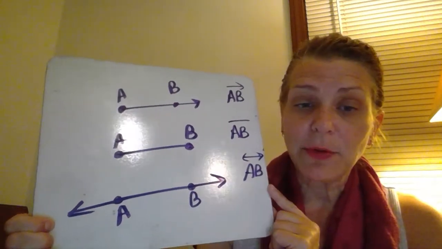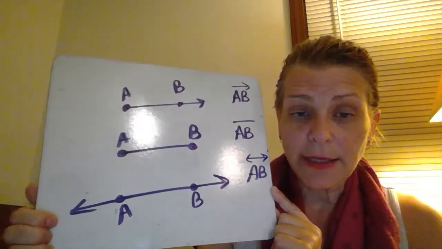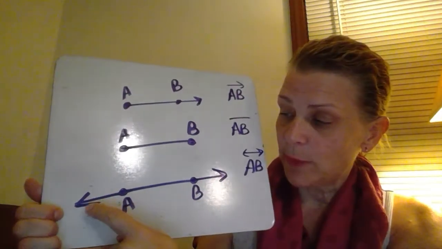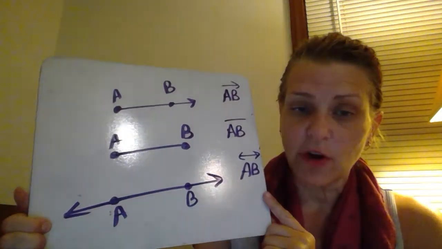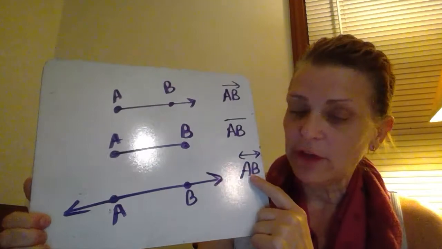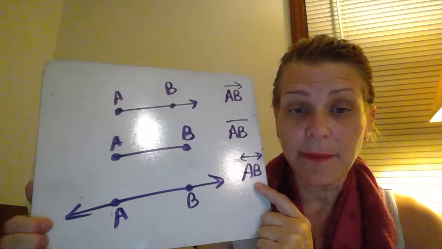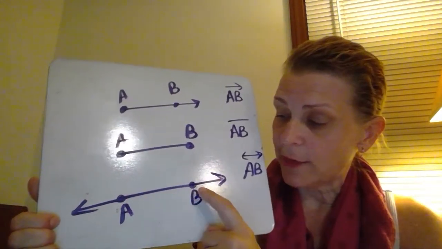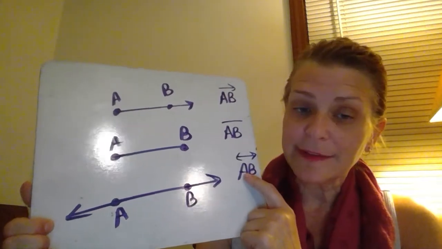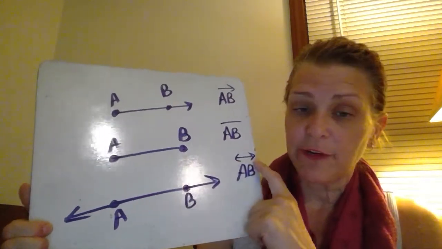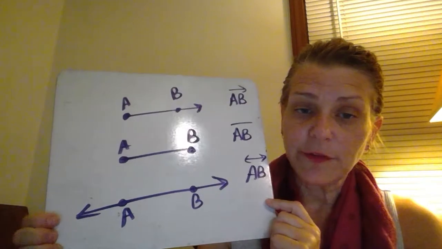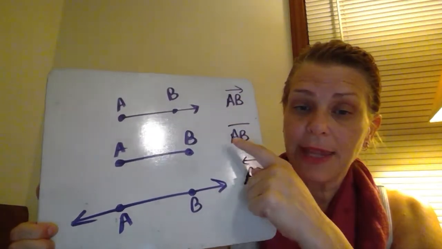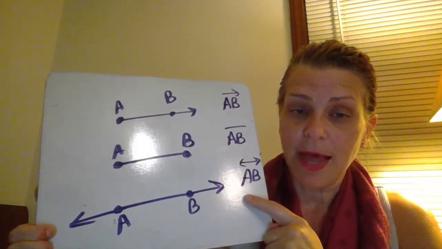And the third example is a line. A line goes on forever and ever in each direction. That's why we have these arrows, because it doesn't have a start and a stop. And that's the notation for that. And we read that as line AB. In other words, it goes through point A, it goes through point B, but it doesn't stop at A and B. It goes on forever and ever in each direction. So those are the different types: ray, line segment, line.